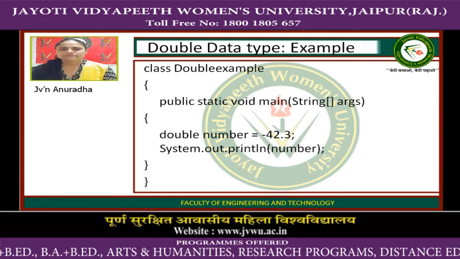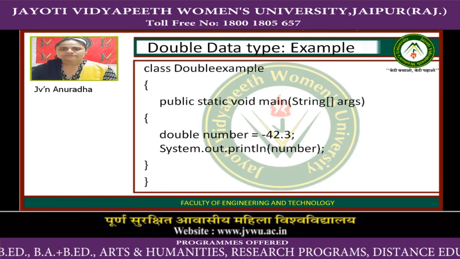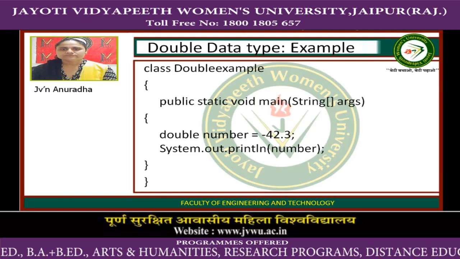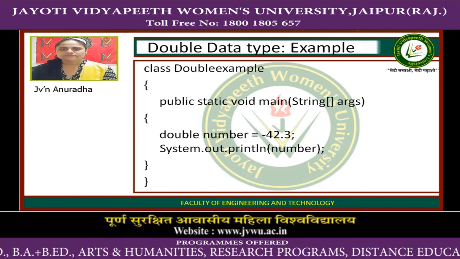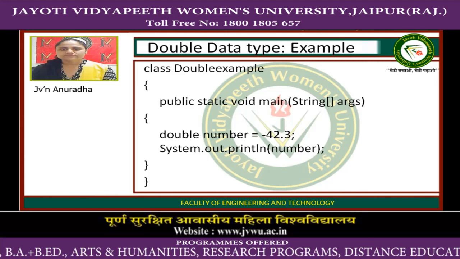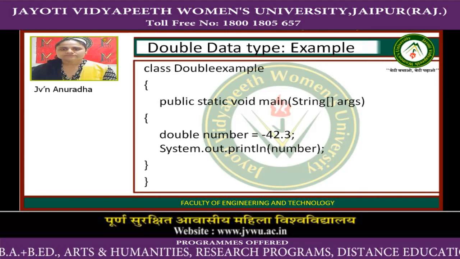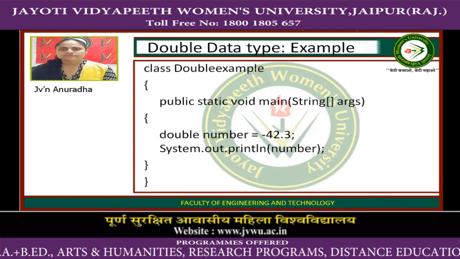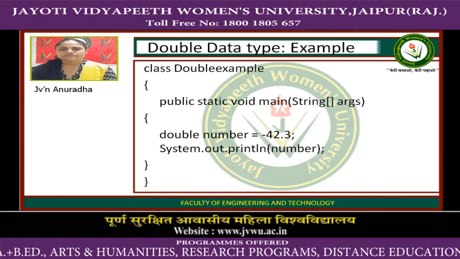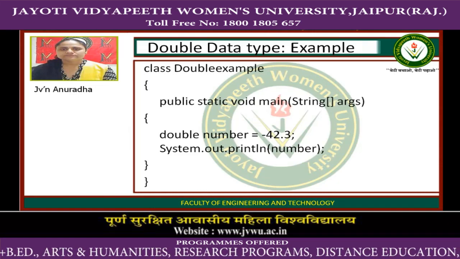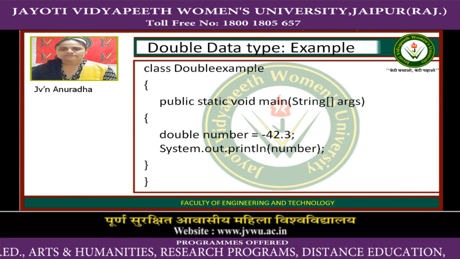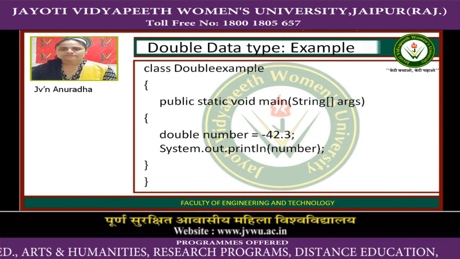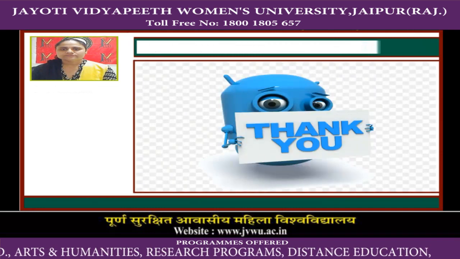Example of double data type. Here in this example I have created a class double example. Under this class I have declared a main method. In this main method we are declaring a variable number of double data type and whose value is minus 42.3. In next instruction we are printing the value of this number. The output of this program will be minus 42.3.